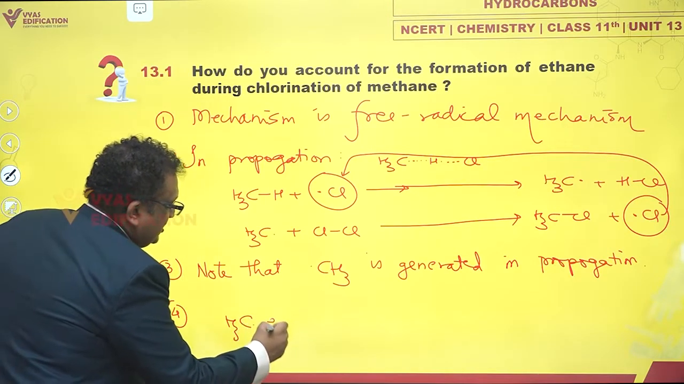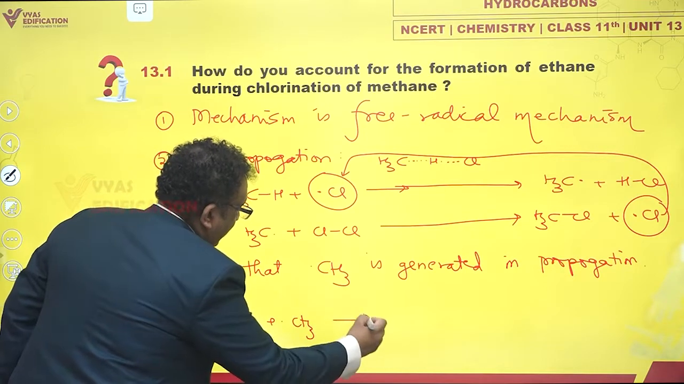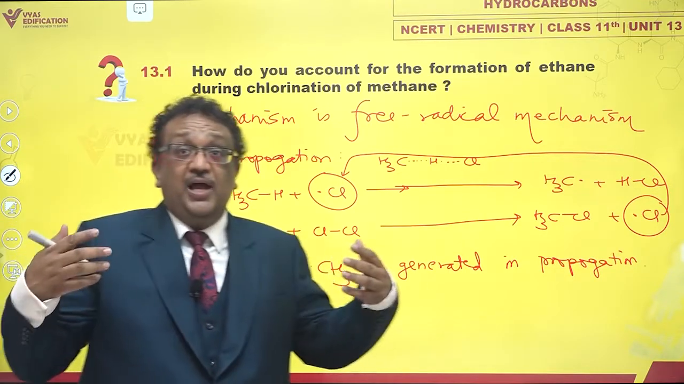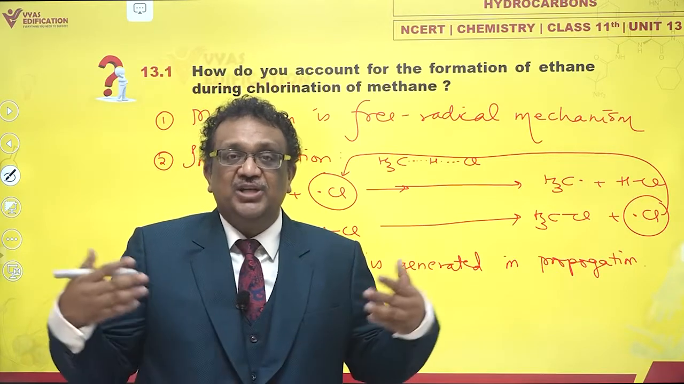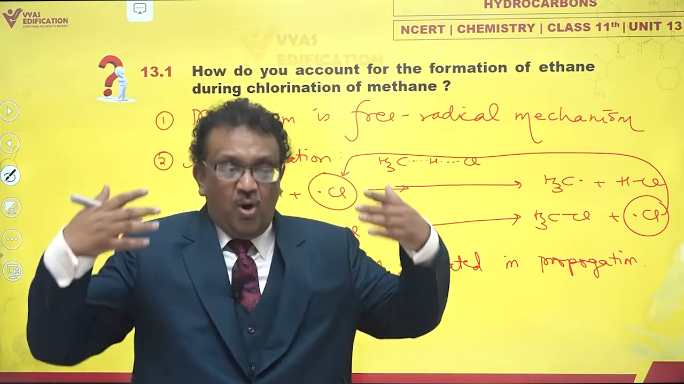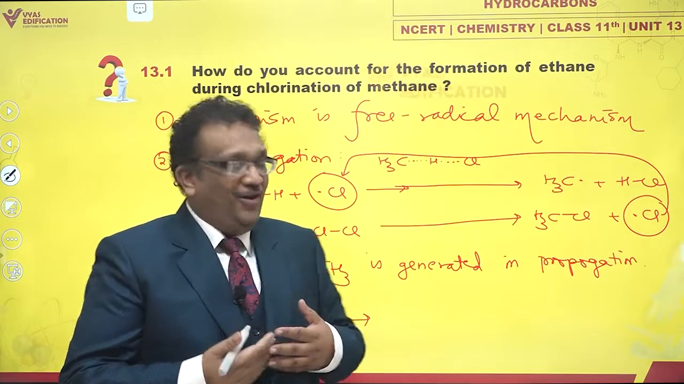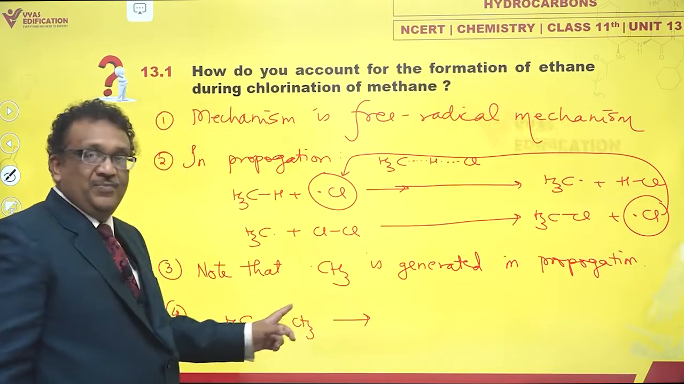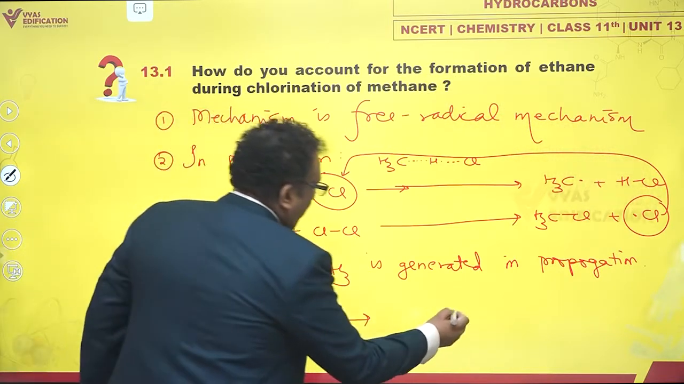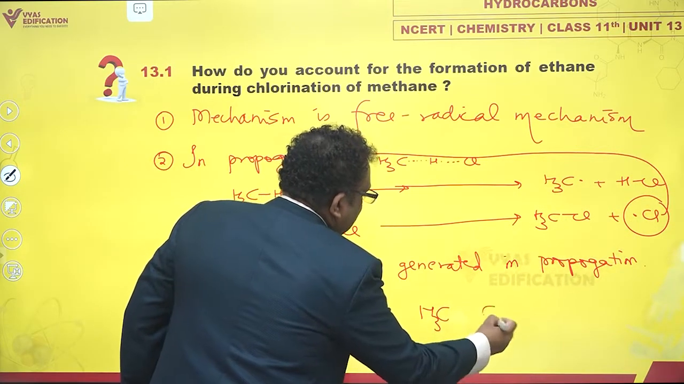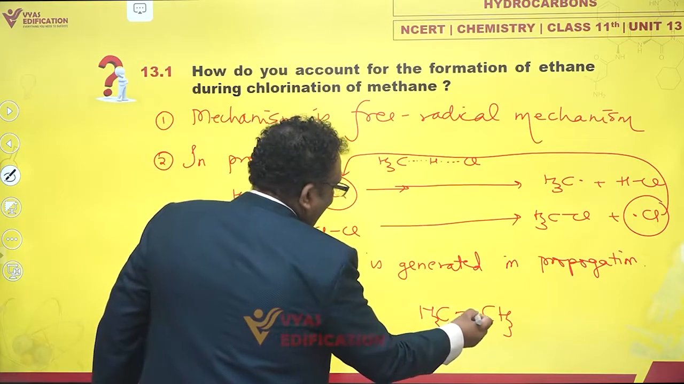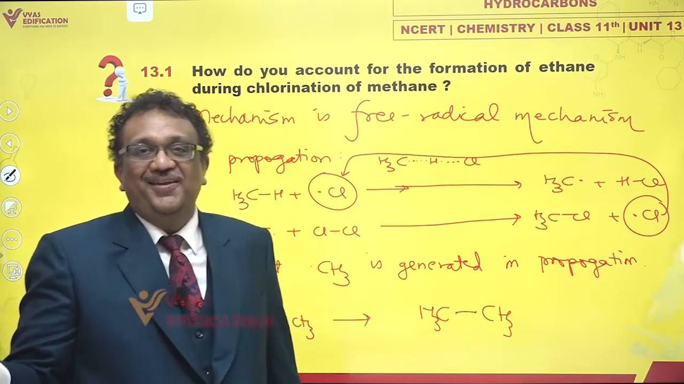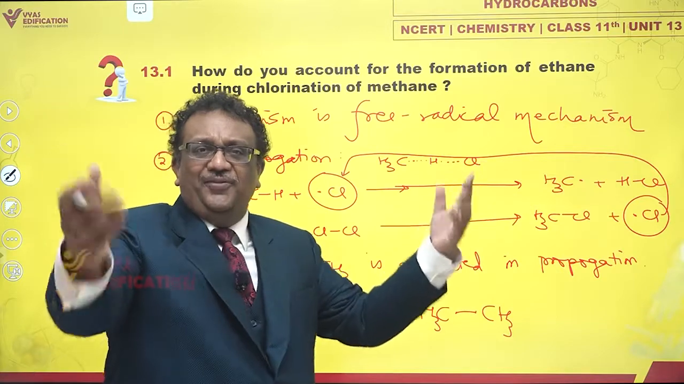During termination reactions, there is a probability that 2 methyl radicals may just come across each other, and the moment they face each other, lovingly they can form a bond. All they lack is a simple bond, and the moment this bond is formed, what do you get? You get ethane. That's it, you get ethane like this.